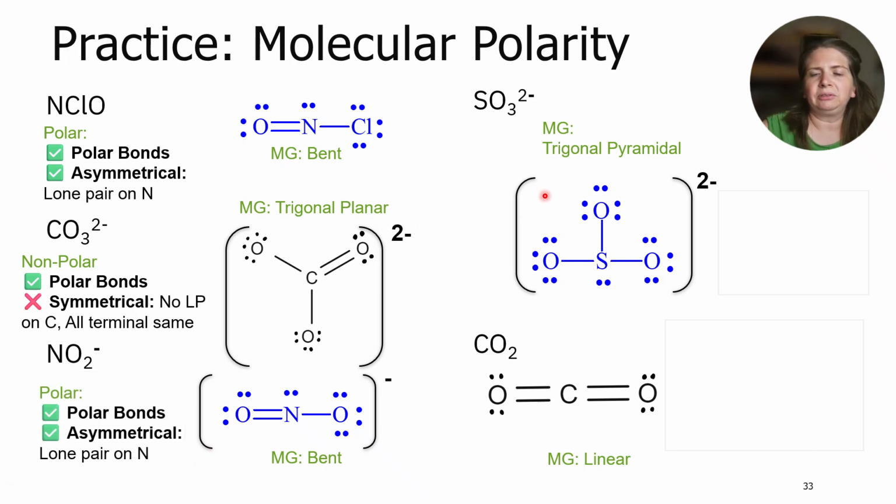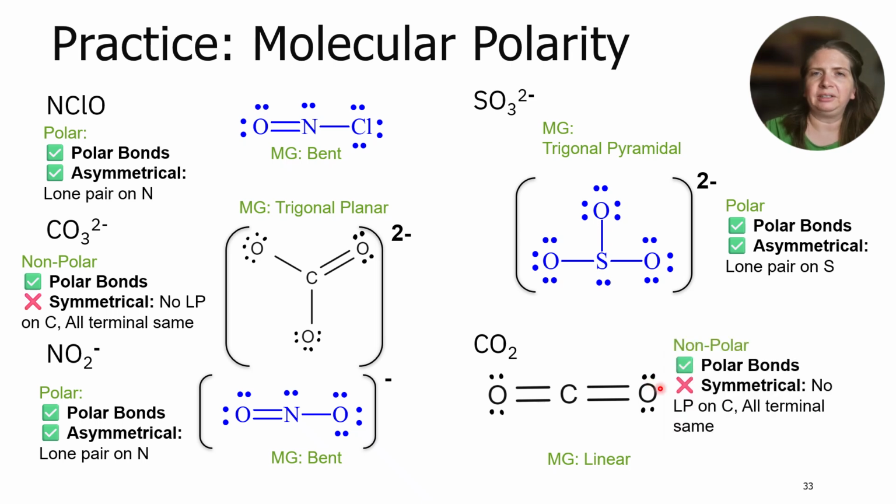Now consider the sulfite ion, SO3 2-. The sulfur-oxygen bonds are polar covalent, and the lone pair on the sulfur gives the molecule an asymmetrical trigonal pyramidal geometry. Sulfite is polar. Lastly, consider carbon dioxide. The carbon-oxygen bonds are polar covalent, but the molecule is linear and symmetrical because the two terminal atoms are oxygen. The bond dipole moments cancel, so carbon dioxide is nonpolar.